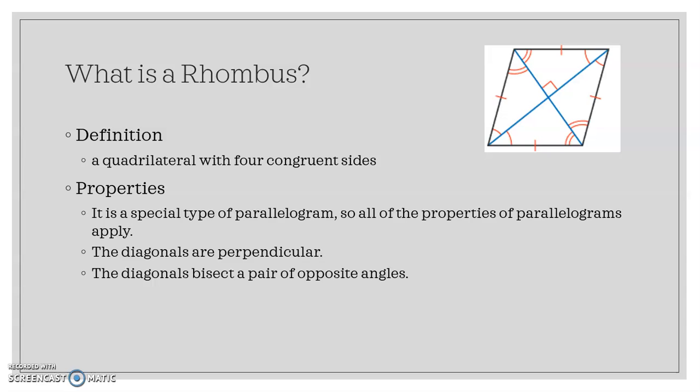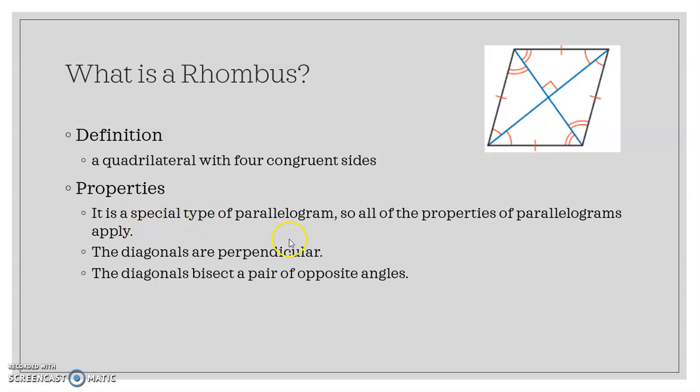Okay, so a rhombus is a quadrilateral, a four-sided shape with four congruent sides, meaning that each side is congruent to all of the other sides. So four sides that are all congruent will be a rhombus every single time. And I know what some of you are thinking. You're thinking about squares, but don't worry, we're going to talk about those later. Now, that is one of its properties.